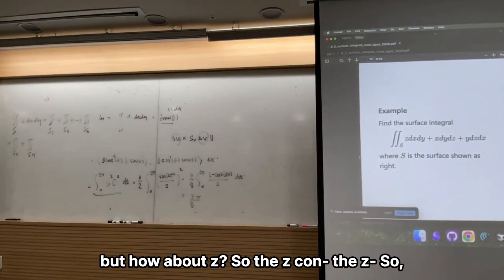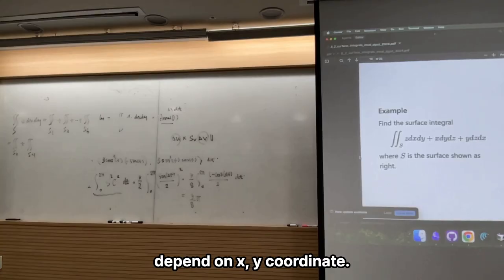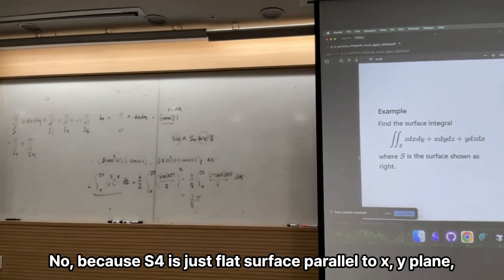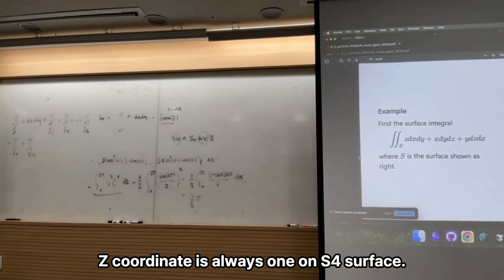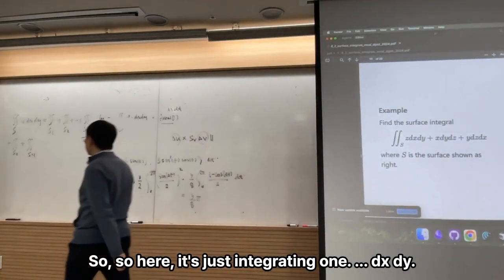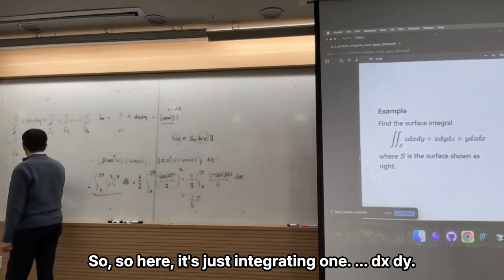The XY coordinate of the point on the surface is exactly the same as the XY coordinate in the XY plane. But how about Z? Do the Z coordinates of the points on the surface S2 depend on the XY coordinate? No, because S2 is just a flat surface parallel to the XY plane, so it's always what? 1. The Z coordinate is always 1 on the S2 surface. So here it's just integrating 1 dx dy.